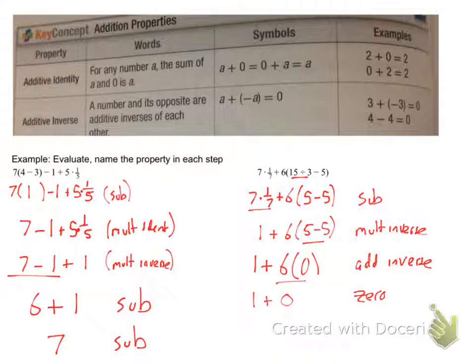It's a 0 multiplication property. Notice I'm abbreviating these things. I'm not going into the whole name and writing it all out. And 1 plus 0 is 1 because that's the additive identity. Additive identity. It's good to go, right?